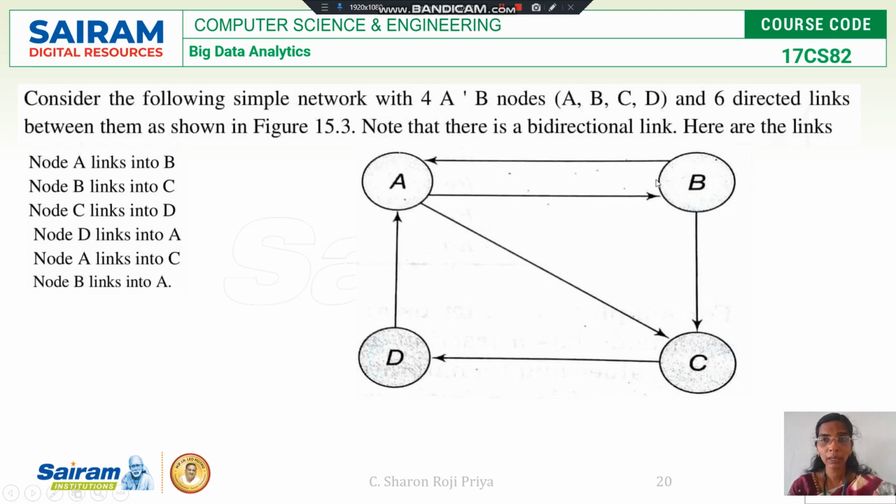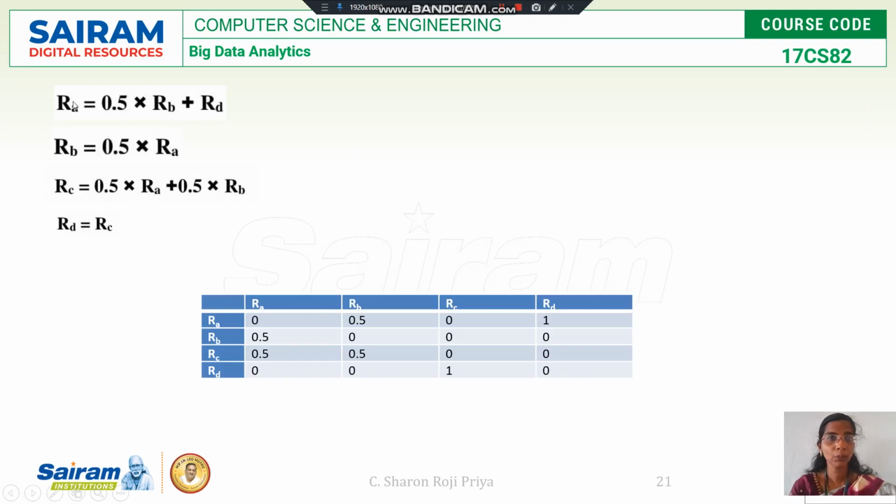If you check, node B has 2 outgoing edges, so node B's influence is shared by A and C. Since it has 2 outgoing edges, the influence of B is shared between A and C. Half is taken by A and half is taken by C. So when I write the equation for node A, node A is receiving half the influence of node B.